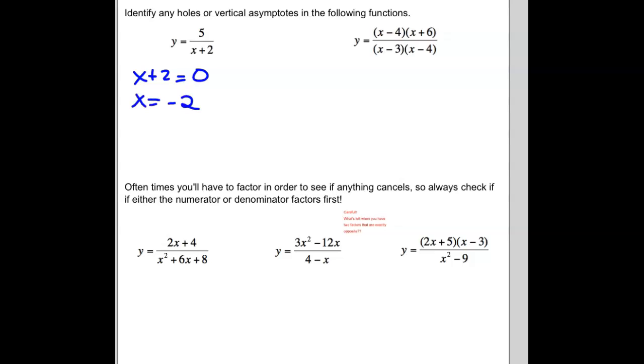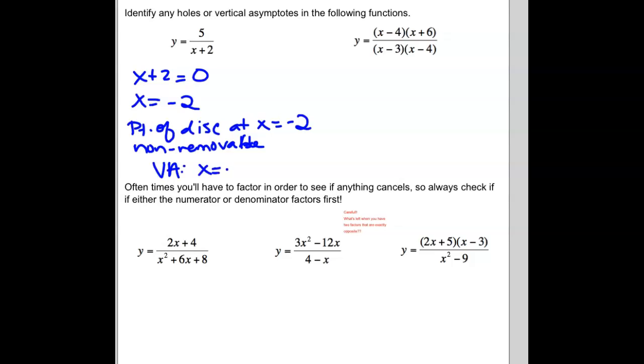So I look at that and say, do I have a way to get rid of that? So I have a point of discontinuity at x being negative 2. Since I can't remove it, it's non-removable, so that means it is a vertical asymptote at x being -2.